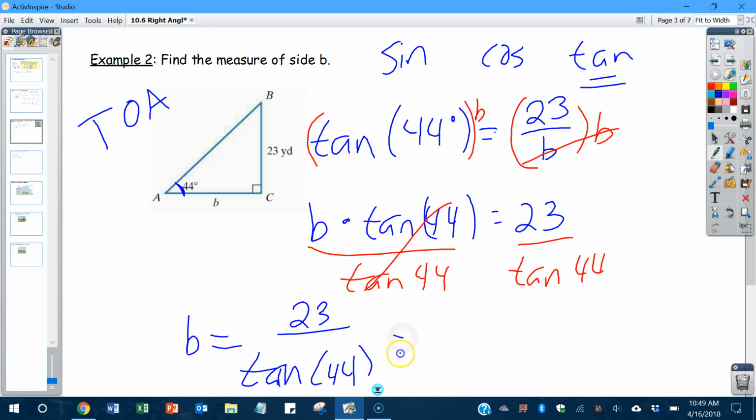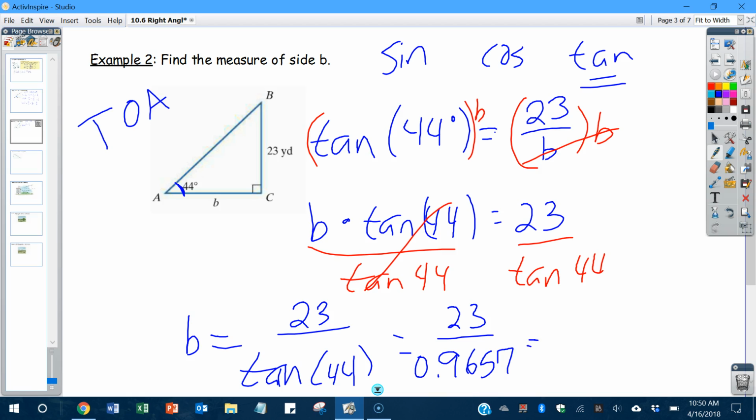Okay, now you might think this looks weird and doesn't make any sense, but this is something I can find in the calculator. I can find the tangent of 44 in the calculator. You want to make sure your calculator is set on degrees instead of radians. If I do the tangent of 44, I get something along the lines of 0.9657 or something like that. So some little number there.